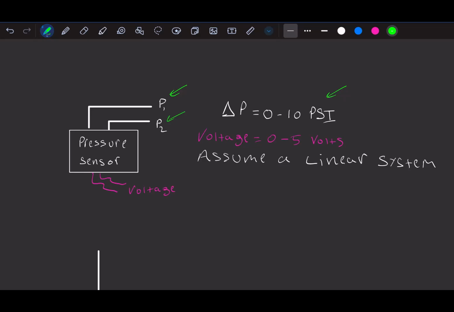So in this case, we'll have 0 to 10 psi. What comes out of our sensor, our output, is going to be voltage. In this case, it's going to be 0 to 5 volts. I also want to assume that we have a linear system, which means that the relationship between input and output obeys y equals mx plus b, also known as a straight line.